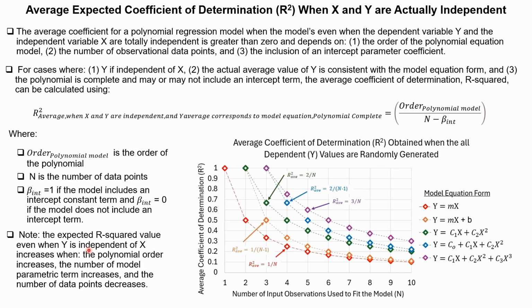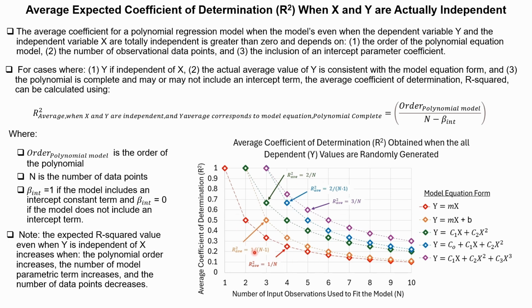Even for the cases where y is totally independent of x, the average R-squared value, or the expected R-squared value one would get from a singular case, increases when the number of model parametric terms increases, for example, when the polynomial order increases. And both the average coefficient of determination and expected coefficient of determination increase as the number of data points decreases.